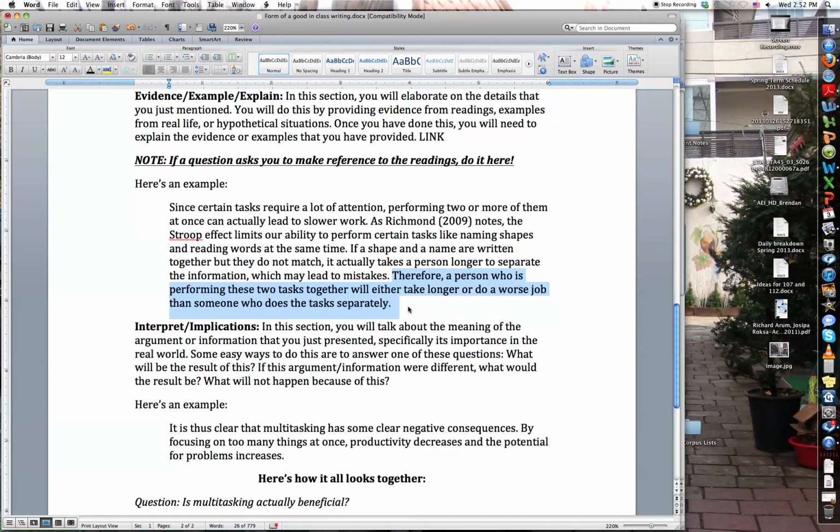So, what we have right there is some evidence. Here's a particular writer who told us that if you do 2 things at once, it's going to be bad. Okay, great.